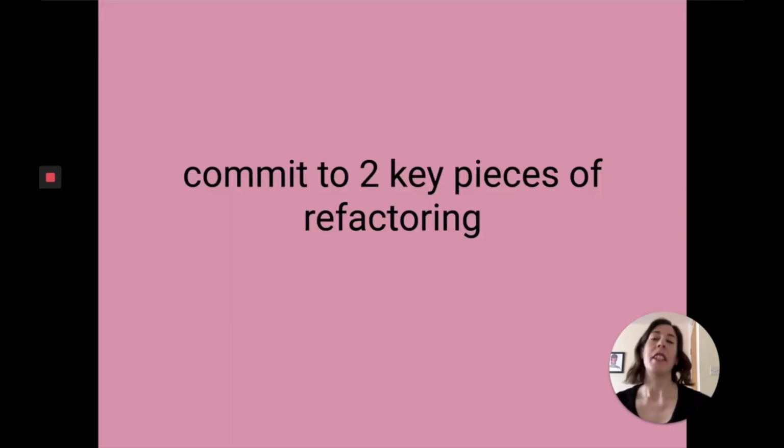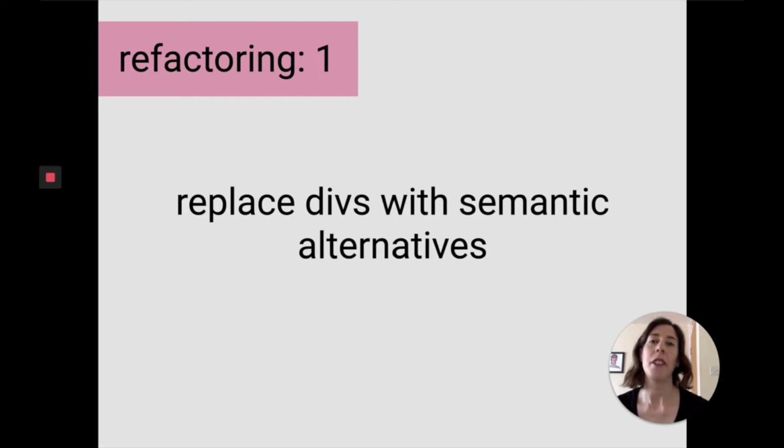And once you are ready to do your pull request, so you've done your bit of work on your feature, your lint is happy, I'd say before you push it up to review, think about just doing these couple of key pieces of refactoring to give a bit of an accessibility boost to what you're doing. And the first is to look at where you have used divs and think about if there is a semantic alternative that you could use.